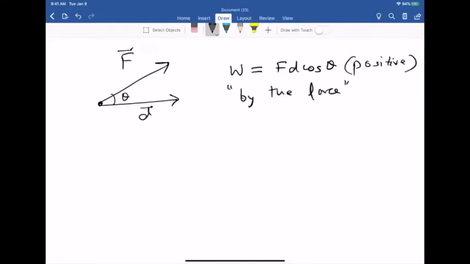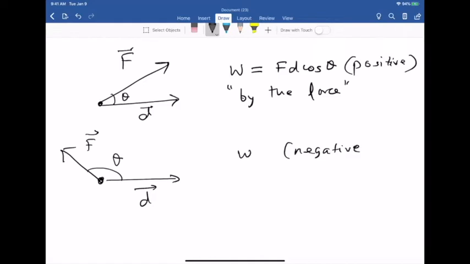Okay, now suppose the force and the displacement make an obtuse angle. So force is in this direction, displacement is in this direction, and the angle between them is greater than 90 degrees. So in that case, work is going to be negative. So in that case, we say that the work is done against the force.